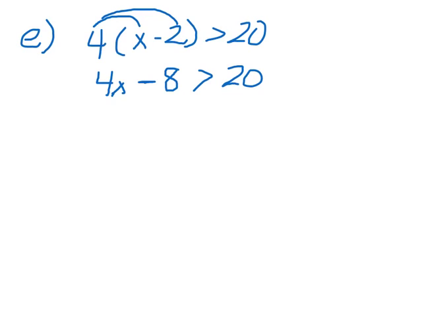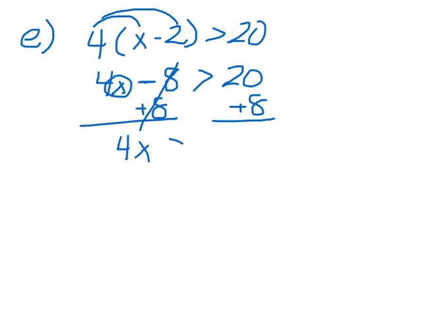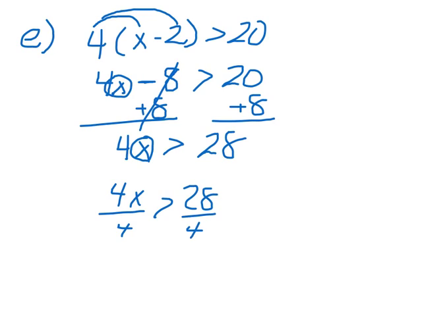So really what we're going to do is what now? Add 8. So we have to kind of get that out of the parentheses first. So I really need to add 8 to both sides. Okay. So if I add 8, those are going to cancel out and add up to 0. So we'd have 4x is greater than 28. Here's x. It's not by itself, so what do I do? Yep, divide by 4. And I would get x is greater than 7. That would be what we'd do there.